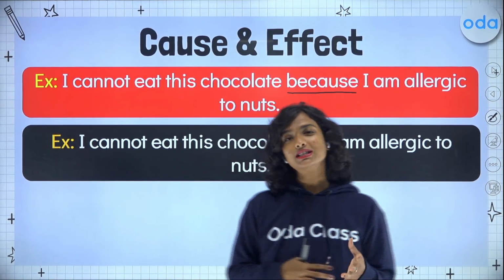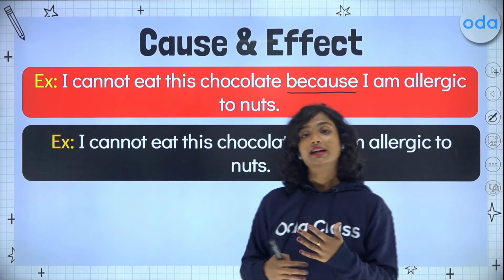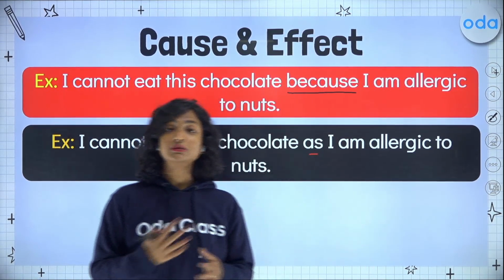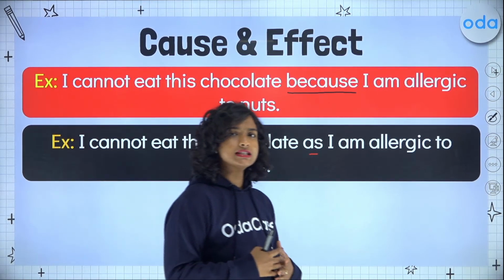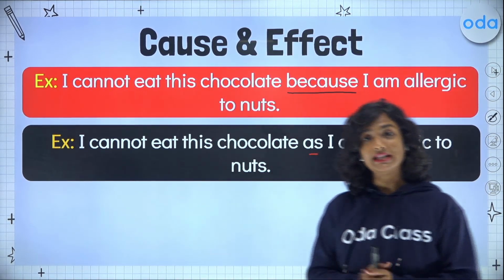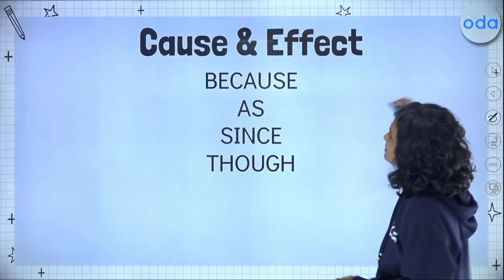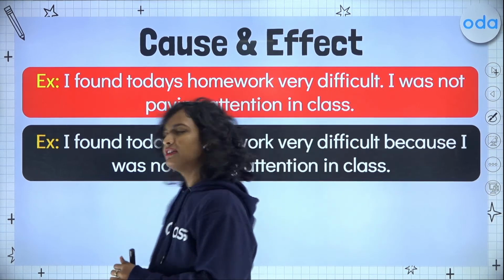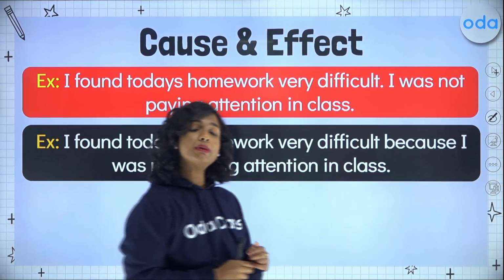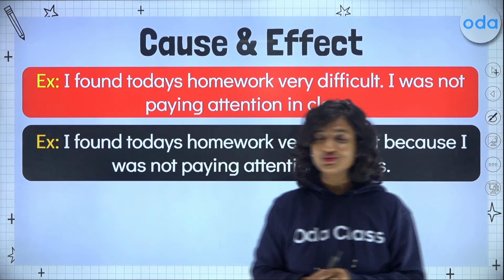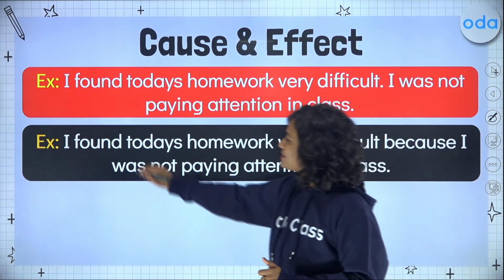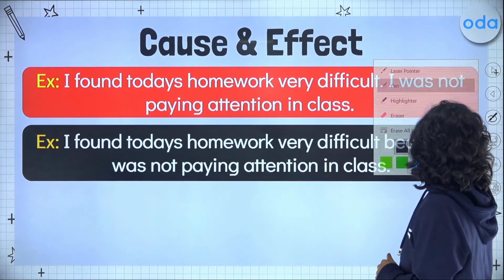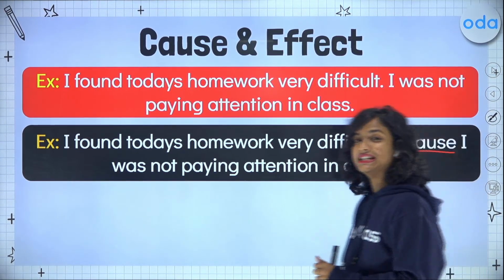So once again, subordinating conjunctions, a lot of them are interchangeable. What does that mean? It means that we can use multiple conjunctions in the same sentence and they will convey the entire meaning. Let's take another example. We have, I found today's homework very difficult. I was not paying attention in class. Students, I hope this is not you. So I found today's homework very difficult because I was not paying attention in class.